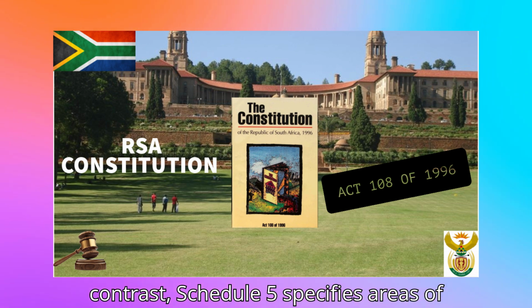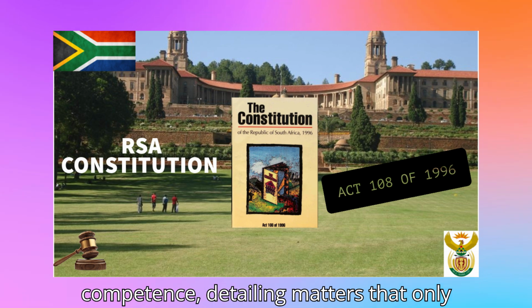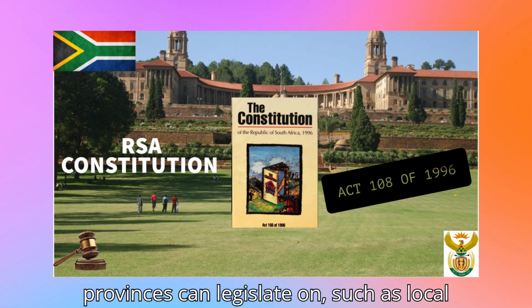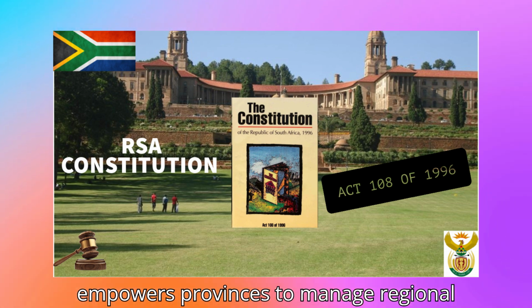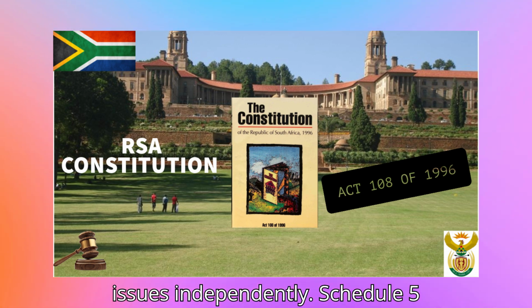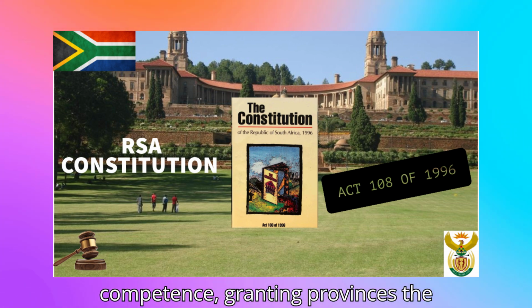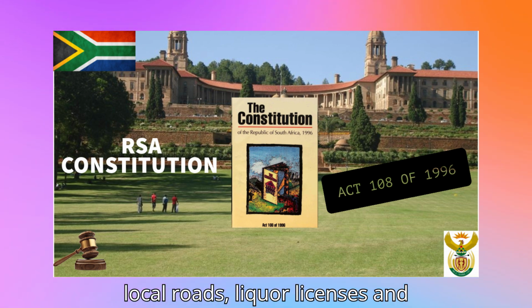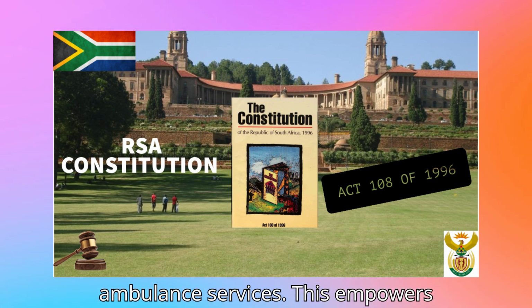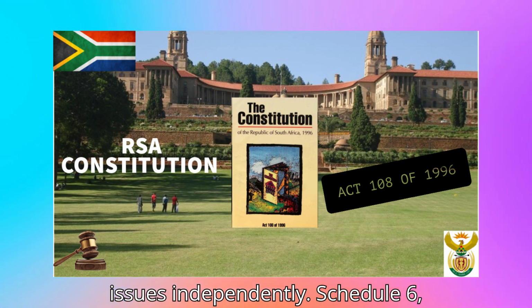In contrast, Schedule 5 specifies areas of exclusive provincial legislative competence, detailing matters that only provinces can legislate on, such as local roads and liquor licenses. This division empowers provinces to manage regional issues independently. Schedule 5 grants provinces the authority to legislate on matters such as local roads, liquor licenses, and ambulance services.